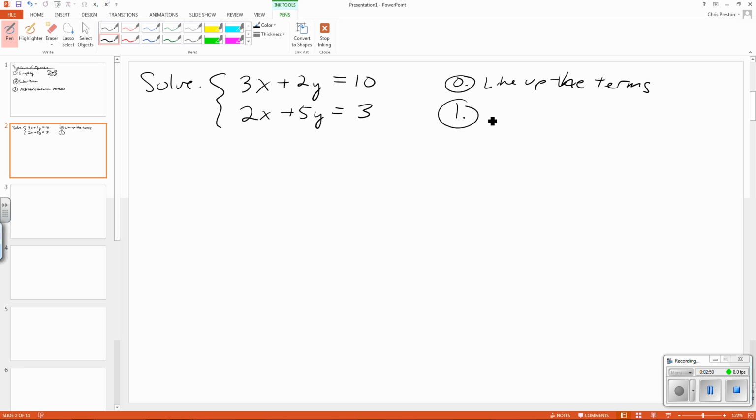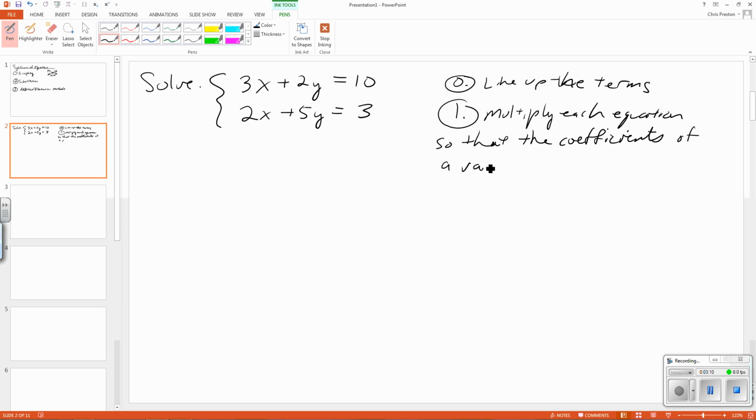Second thing we want to do is we're going to multiply each equation so that the coefficients of a variable are opposites. Same magnitude, different sign, right? So I need to decide if it's going to be easier to match up my x's or easier to match up my y's. In this case, neither one's really hard, but I'm just going to decide which to match up. So I'm going to match up my x's in this case.